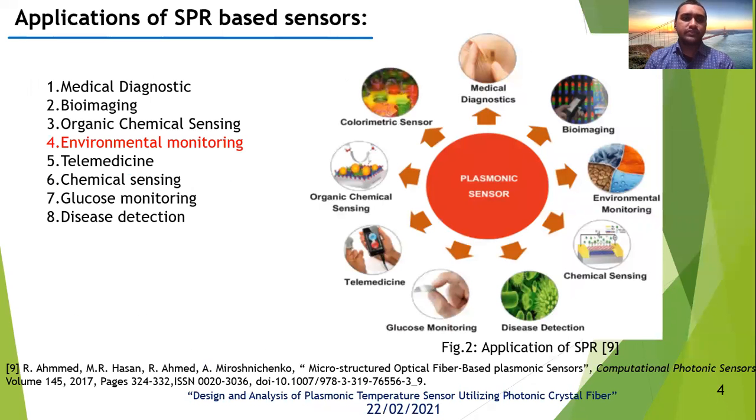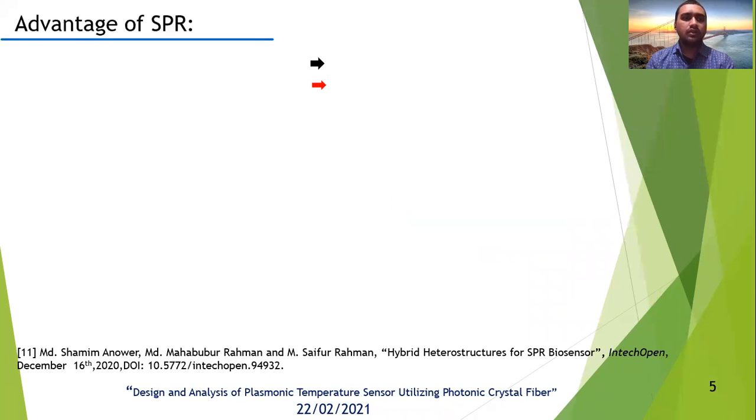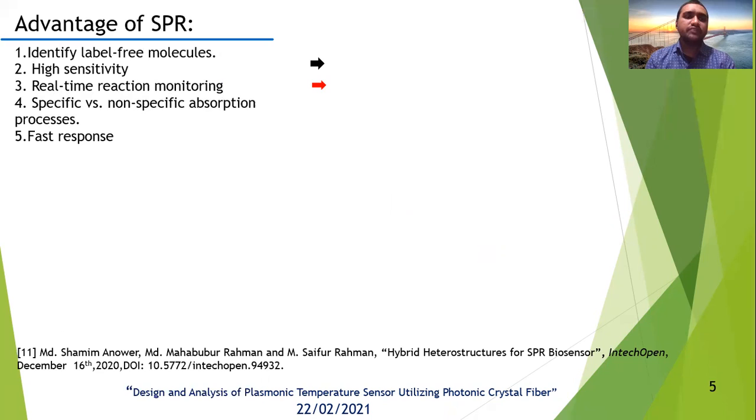Application of SPR-based sensor: medical diagnostic, bioimaging, environmental monitoring, telemedicine, chemical sensing, glucose monitoring, and disease detection. Advantages of SPR: label-free molecule identification, high sensitivity, real-time reaction monitoring, specific and non-specific absorption, and fast response.